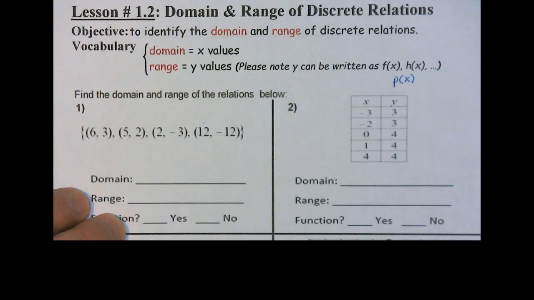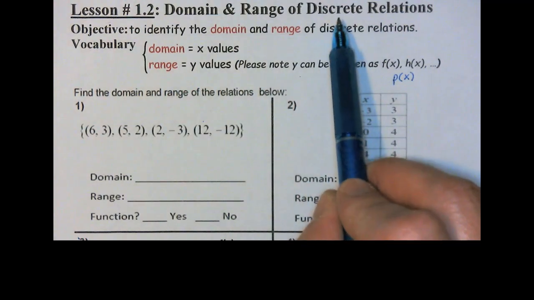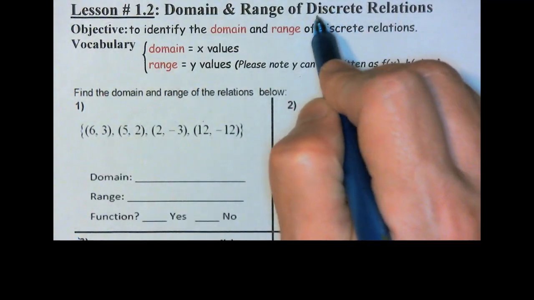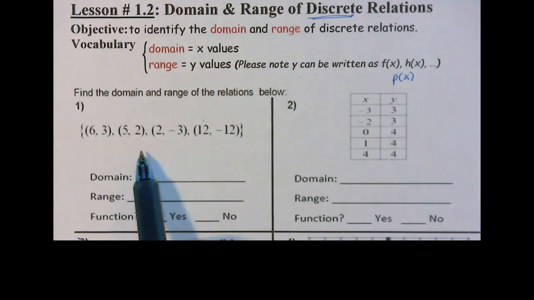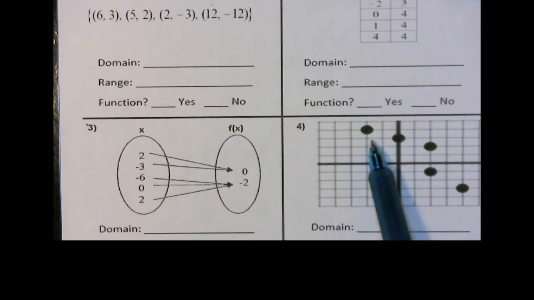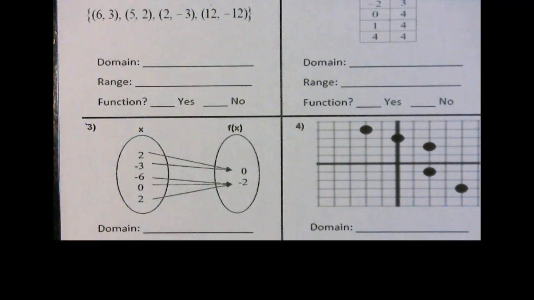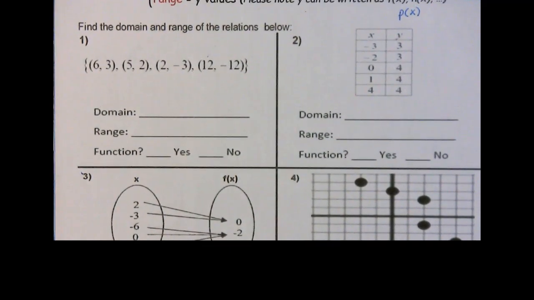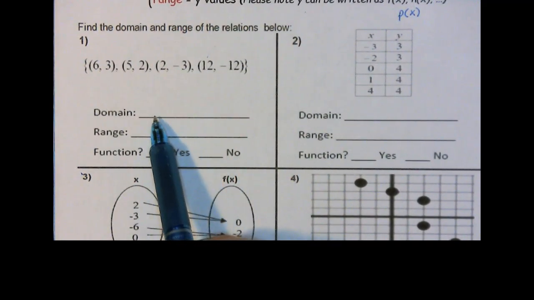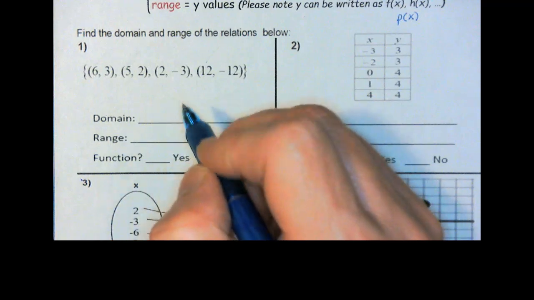So on these problems right here, we're going to determine the domain and range of the relations. And furthermore, we said that today's going to be about discrete relations. These are discrete relations: a set of ordered pairs, a table, diagrams, and graphs that are scatter plots. Scatter plots are graphs that have points like this, and you don't see any line. You just see points plotted on a graph. So these are what we call discrete relations. And basically, one of the characteristics of discrete relations is that for the domain and range, you're going to see a list of numbers. Okay, so let's take a look.